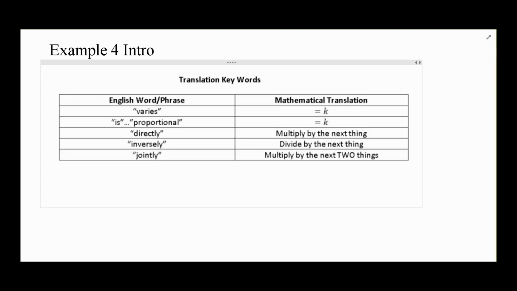When you see the word directly, directly means you're going to multiply by the next thing that comes up in the sentence. And we'll explain more of this in a minute. Inversely is going to mean that you're going to divide by the next thing that comes up. And jointly actually means you're going to multiply by the next two things that come up. You're going to look for two quantities, and it's going to be times one times the other. And again, this will make a little more sense as we start to get into one of the problems.